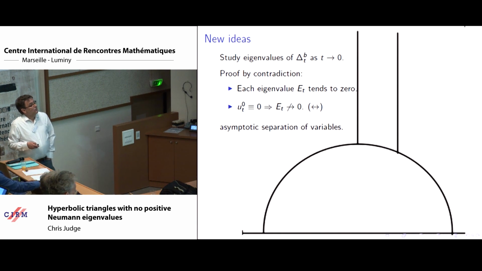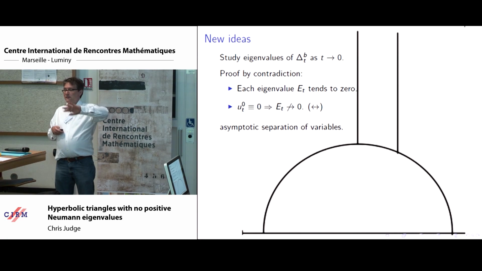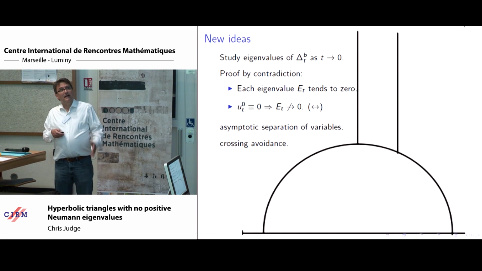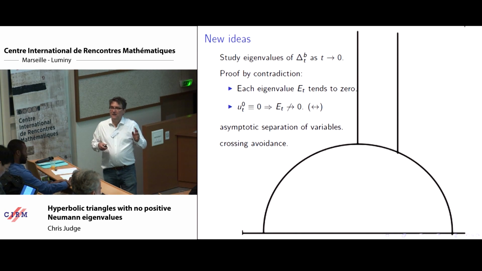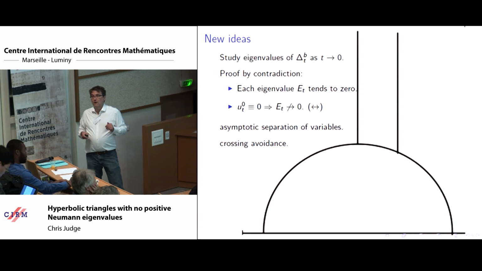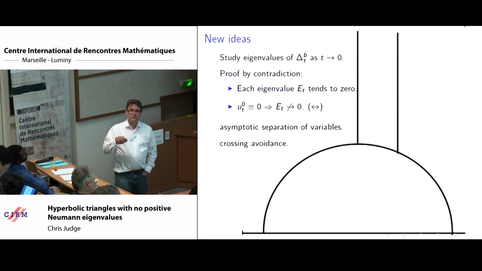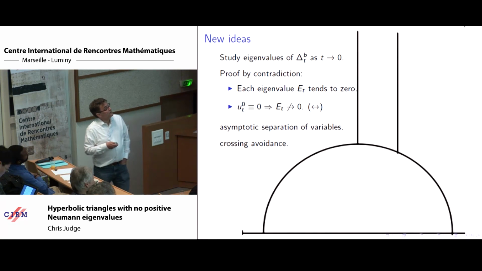Okay, so we have two methods. One we like to call asymptotic separation of variables. And that we didn't actually start in a previous paper, but we've developed it further in this work. And now a newer idea is crossing avoidance. So we're going to use the idea that eigenvalue branches can't cross. It's actually crossing avoidance between the eigenvalue branches of two different operators, which I'll explain in a second. Okay, so that's the idea.